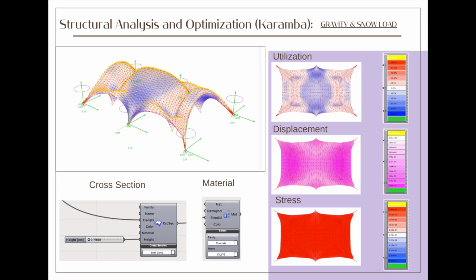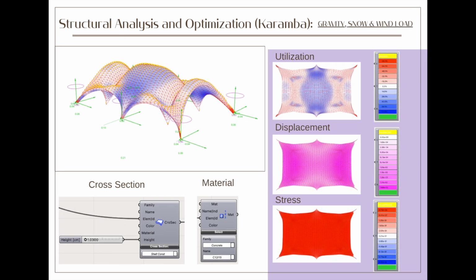I then applied the snow load. This shows that the reaction force of the load increased by 0.01. The cross-section was 0.8 centimeters and the material used was concrete. Again, the utilization was at 80% and the data for displacement and stress decreased. These results reflect the increased load.